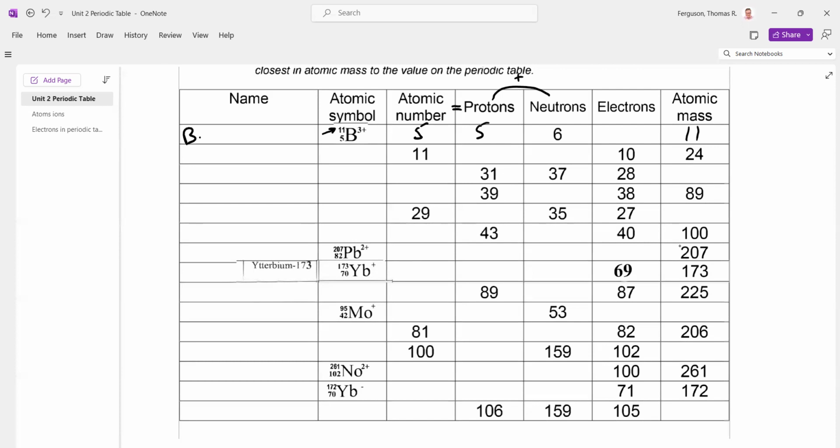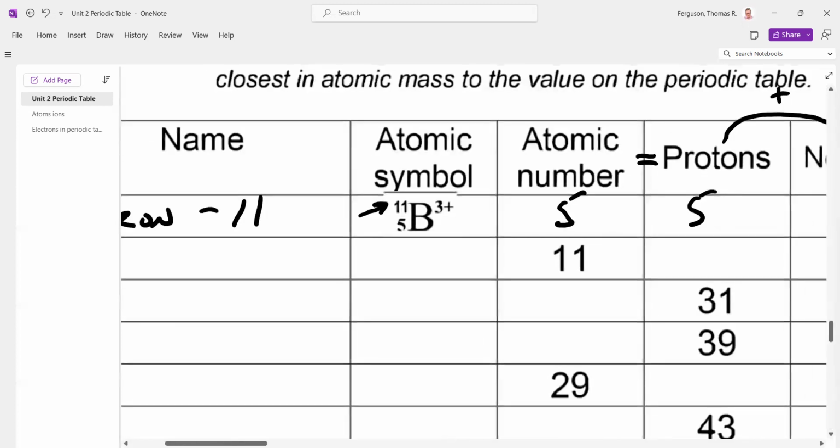And so that's going to be boron 11. Now notice what's different about the symbol. Because the protons and electrons are not equal, we have to have a charge in there. That charge reflects the imbalance between protons and electrons, and that imbalance is +3. If it's positive, that means we have more protons than electrons, and the charge number will tell you by how many. So we're up by 3 protons in there.